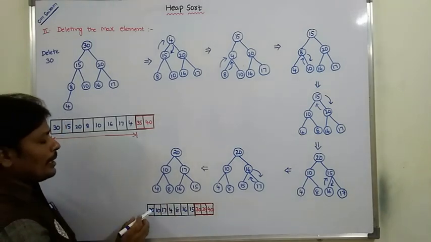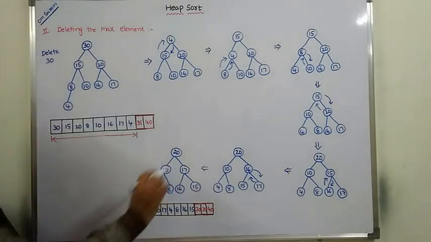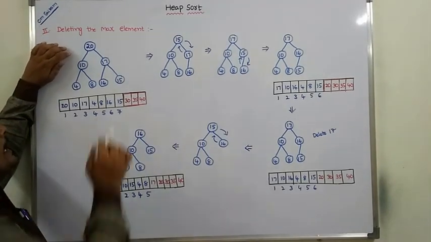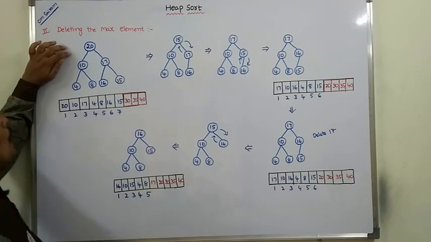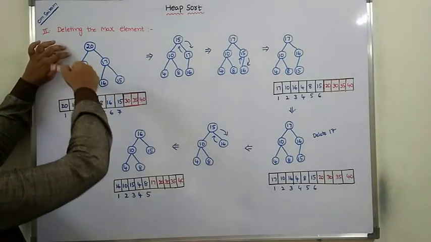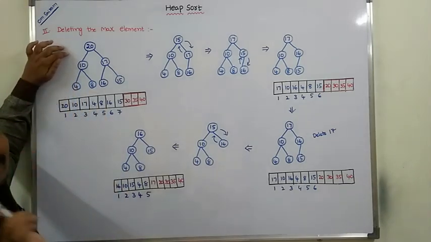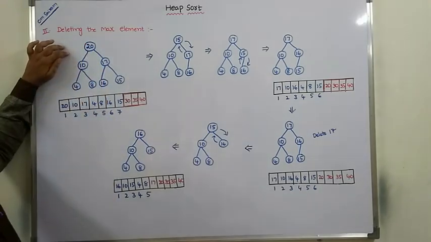Now the maximum element is 20 in the maximum heap. Now after deleting 30, this is the maximum heap we are getting. Now what is the maximum element in this maximum heap? The maximum element is always at the root node. Now we have to delete 20.